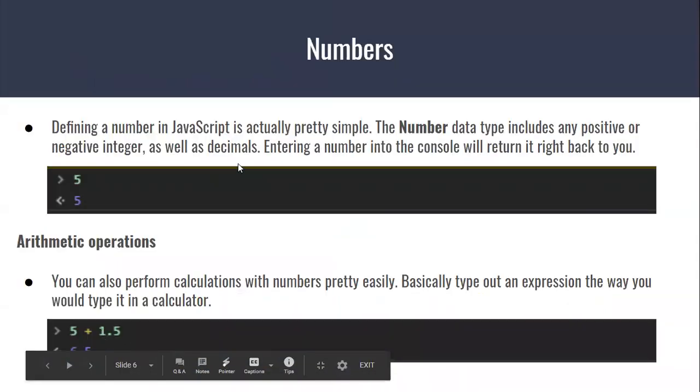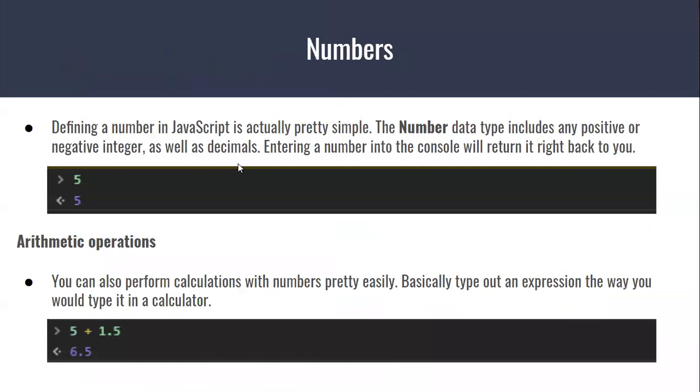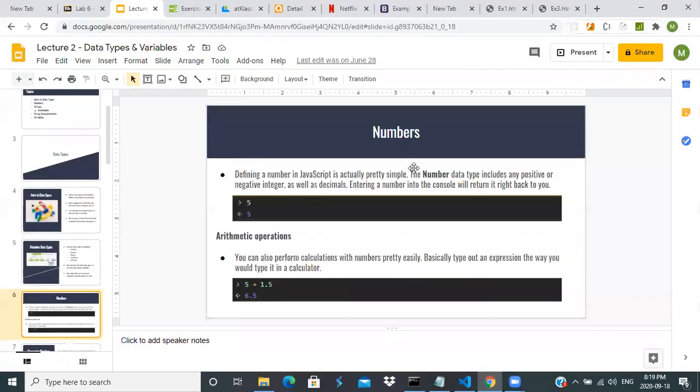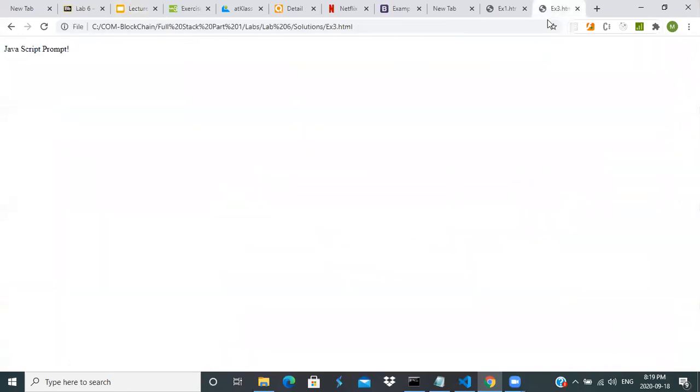Numbers are what they sound like. Defining a number in JavaScript is actually pretty simple. The number data type includes positive or negative integers as well as decimals. Entering a number in the console will return it right back to you, and arithmetic calculation is pretty easy. Basically, type out an expression that you want, and it'll come back to you like a calculator.